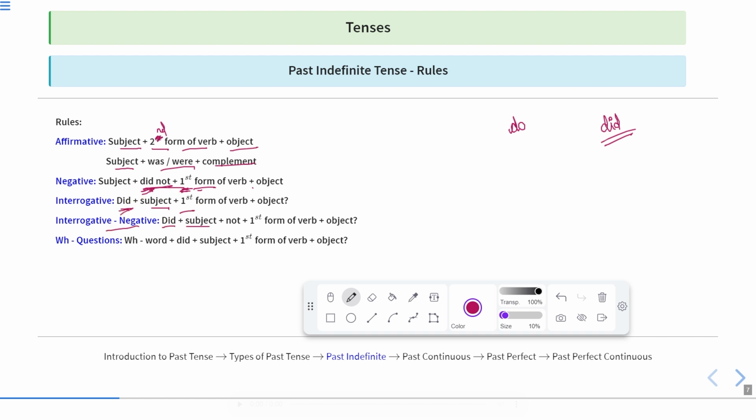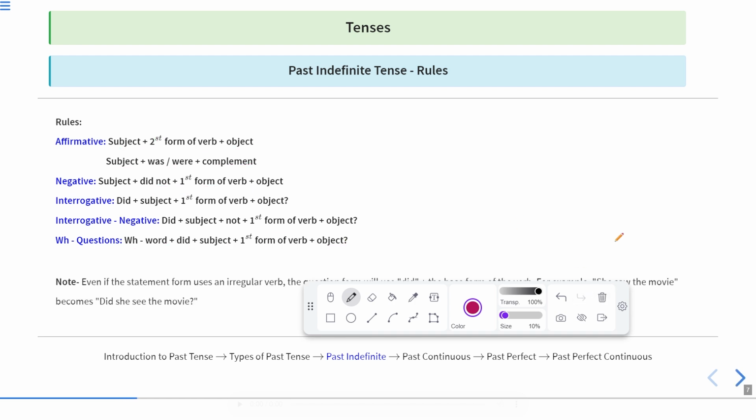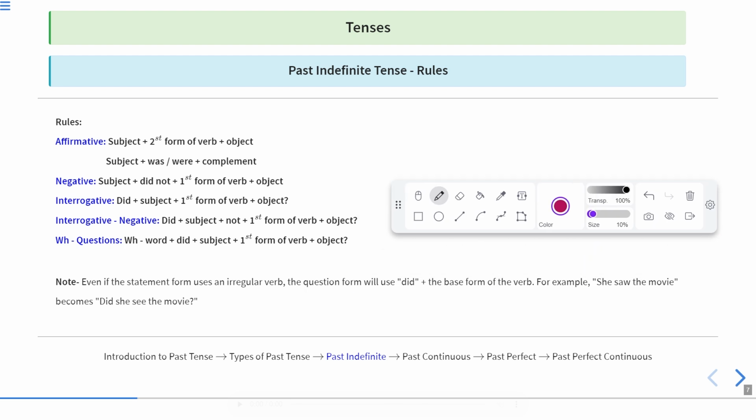Interrogative negative: did plus subject plus not plus first form of verb plus object. And WH word, did, subject, first form of verb plus object. Okay, now let us see the examples. Now one more thing is there.